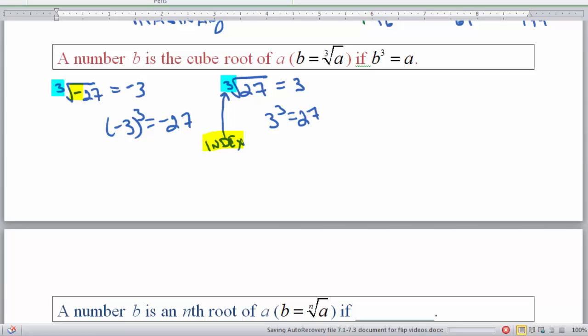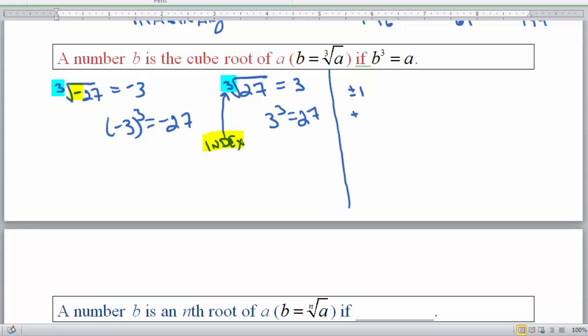It's clear, right? There's a 3 there, so it means it's the cube root. Okay? And similarly, as with perfect squares, we have perfect cubes. So 1 would be a perfect cube, but actually in this case it's positive or negative 1. They're both perfect cubes, because 1 cubed is 1, negative 1 cubed is negative 1, right?